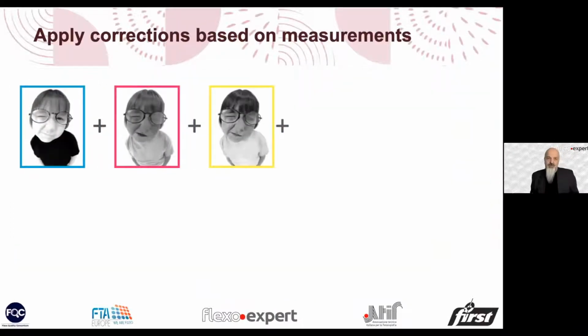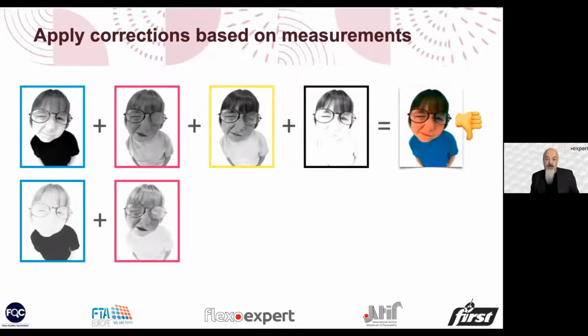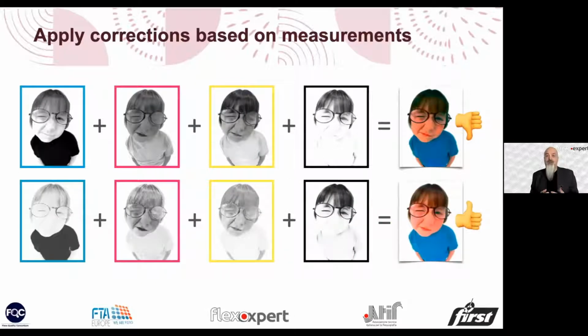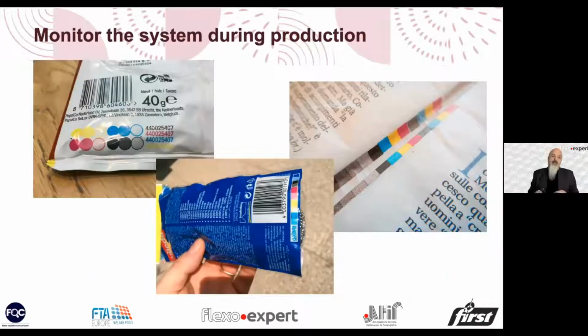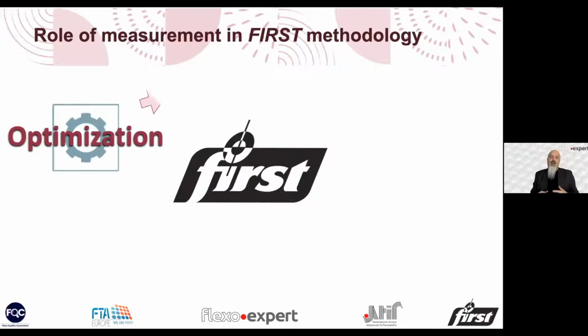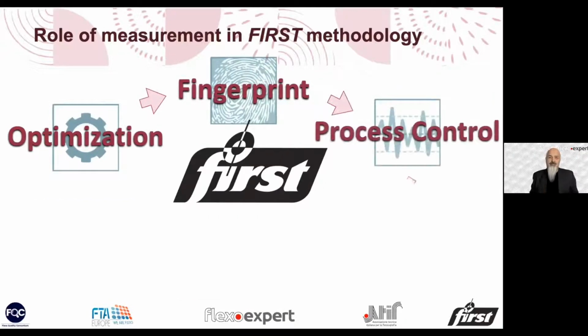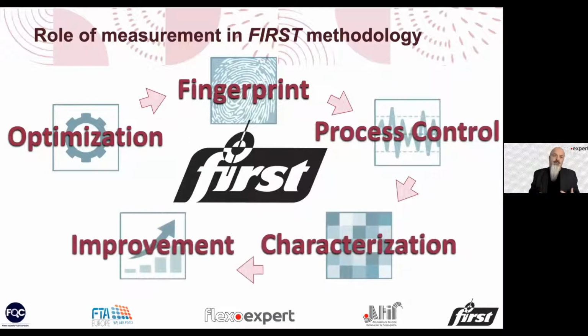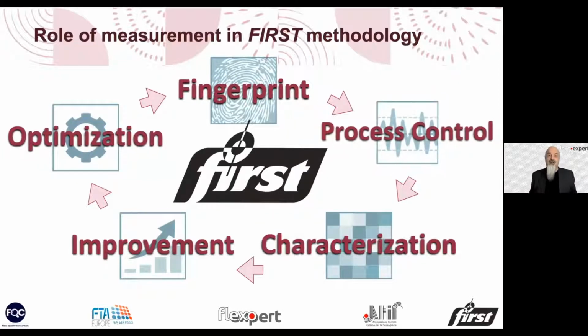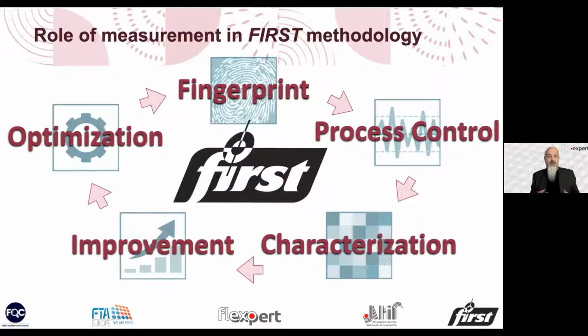Then we apply corrections based on such measurements in order to modify the output of our artwork and obtain a desired result. A typical example is represented by the dot gain compensation curves that we use in our workflow. And finally, we need to control that our printing system delivers the expected results during a production. And therefore, again, we need to measure. So you see how measurement of colors really plays a fundamental role in our process management, especially when considering the loop of steps described in the first methodology, from optimization through fingerprint, process control, characterization, need of improvement, and back again to optimization. In all these steps, we measure color.